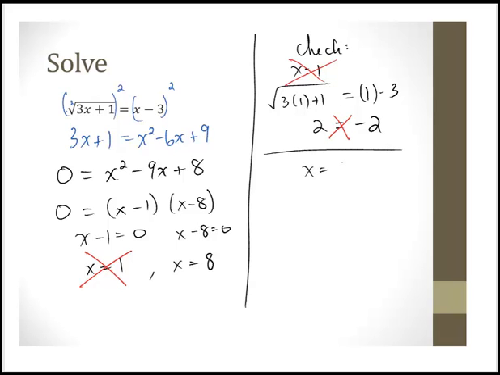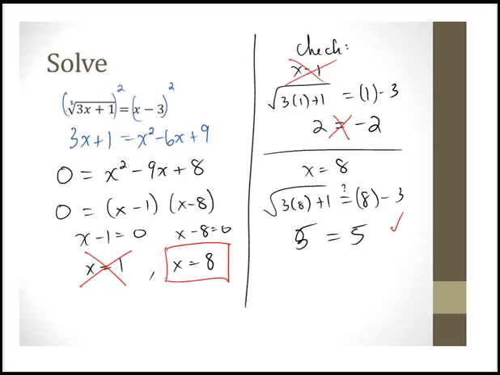Let's check x equals 8. The square root of 3 times 8 plus 1, is that equal to 8 minus 3? 3 times 8 is 24. 24 plus 1 is 25. The square root of 25 is 5. 8 minus 3 is 5. That checks out. So there is only one solution to the equation, x equals 8.